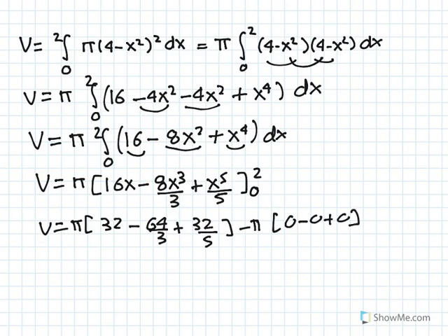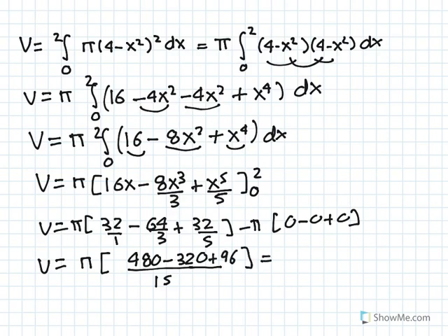If you simplify all of this, the volume comes out to be pi times, well, let's actually show some of the algebra. If you take a common denominator, that's 15. 1 goes into 15 15 times, so you get 15 times 32, that's 480. 3 goes into 15 5 times 64, that's 320. 5 goes into 15 3 times 32 is 96. If you add these all up and simplify, we get pi times 256 divided by 15. This is the volume of the solid.